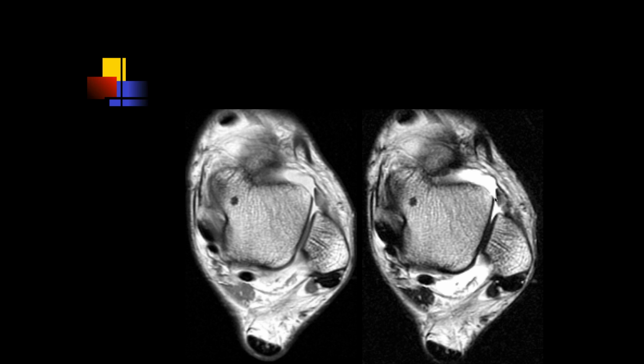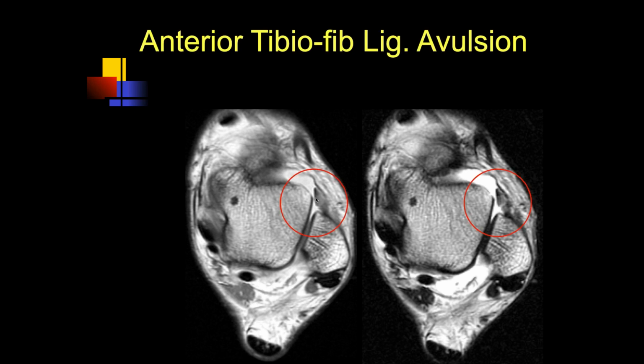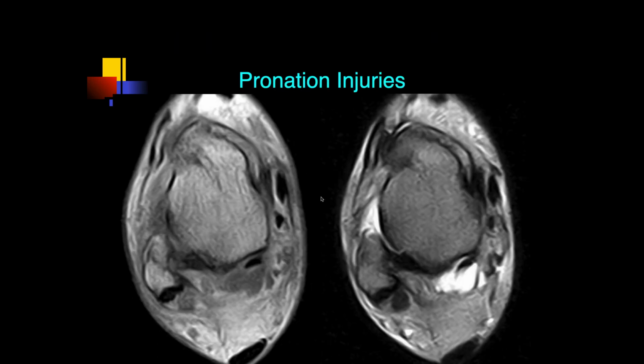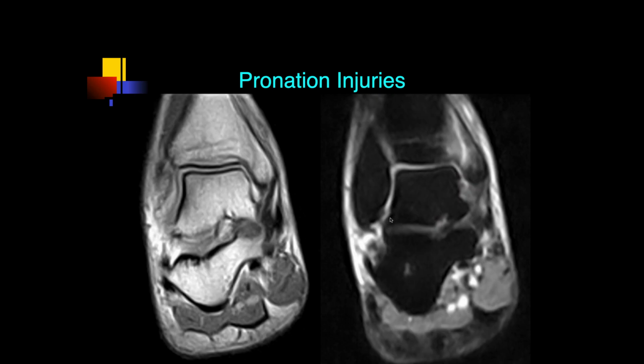Here we're a little bit higher up, and here's an anterior tibiofibular ligament tear. There's the ligament. It's thickened because it's injured, and then we can see where it's been avulsed off the bone over there. And here, again, we can see a tear of the anterior talofibular ligament.